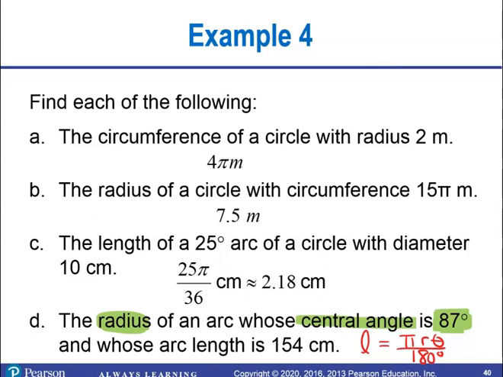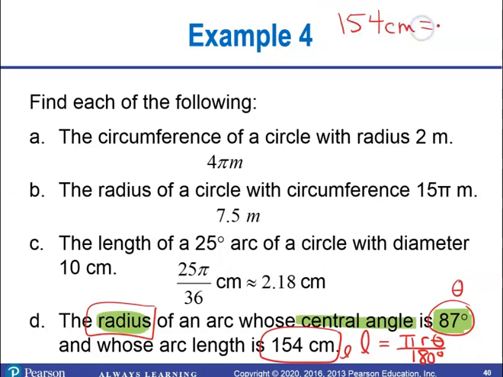So let's plug in what we know. We're looking for radius. Okay, so my R is going to stay in my formula. My central angle, 87 degrees, that's my theta. Okay, and then 154 centimeters, that's my L. All right, so let's just plug in. So I have 154 centimeters is equal to pi R times 87 degrees over 180 degrees. Now, it turns out our degrees units cancel out. So that degree symbol cancels with that because one's in the numerator, one's in the denominator, right?